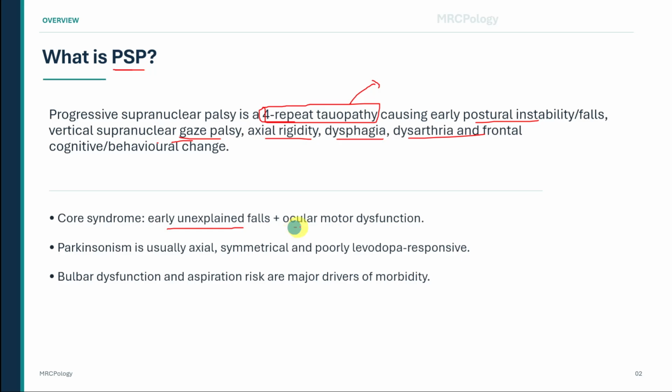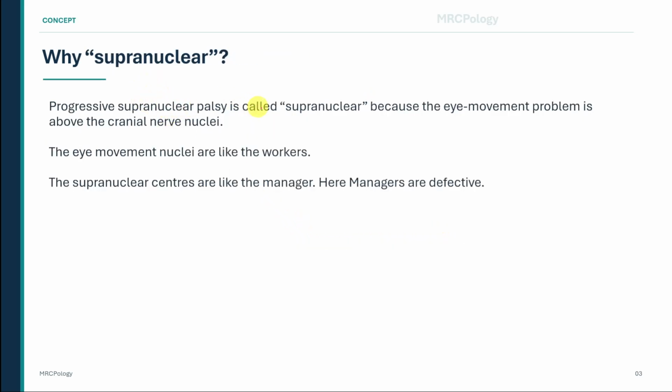Let us first understand the word supranuclear. The eye movement nuclei are in the brainstem. You can imagine these nuclei as the workers that physically move the eyes. Above them are higher control centers, which act like the manager. In PSP, the problem is not mainly with the eye muscles or the cranial nerve nuclei themselves. The problem is above the nuclei in the supranuclear control pathways. So the workers may still be capable, but the manager is defective.